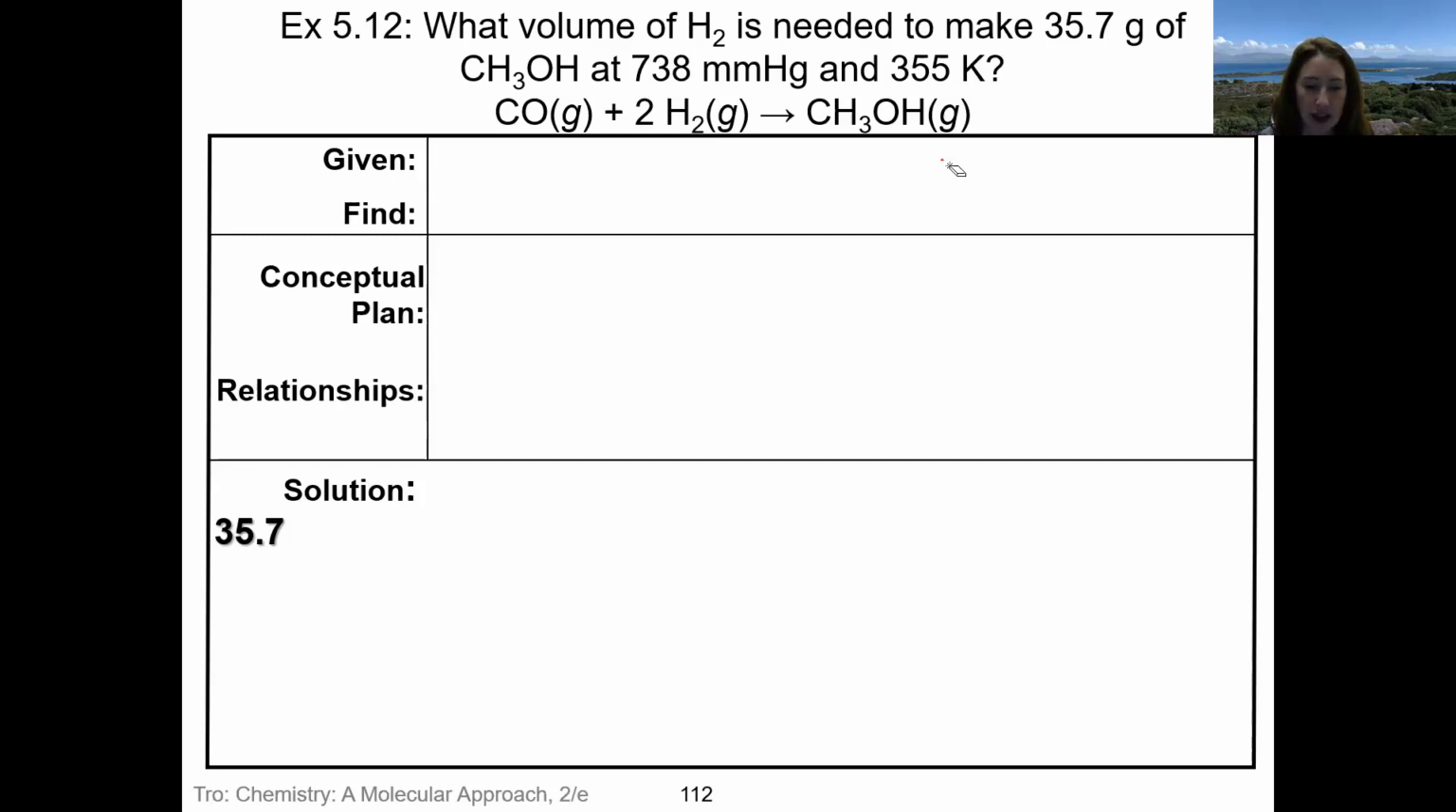So in this case, it says what volume of H2, so we want liters of this, is needed to make 30.75 grams of, there it is, mole ratio, right? They're talking about two different things. So we're starting here and going here. So somewhere in this calculation, I'm going to have this mole ratio.